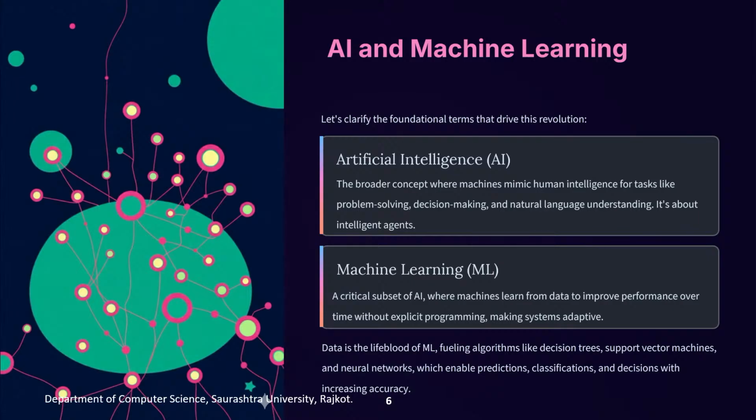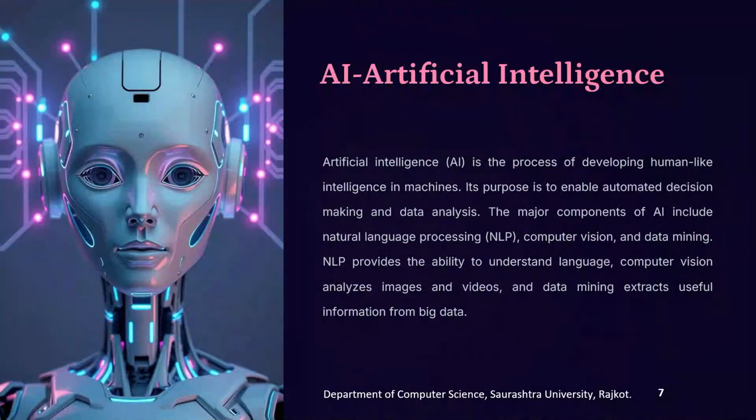And I have already said what machine learning and artificial intelligence are. Artificial intelligence is a broader concept, and machine learning is a subset of artificial intelligence. And there is another concept, deep learning. Deep learning is again a subset of machine learning, with specialized data for processing.